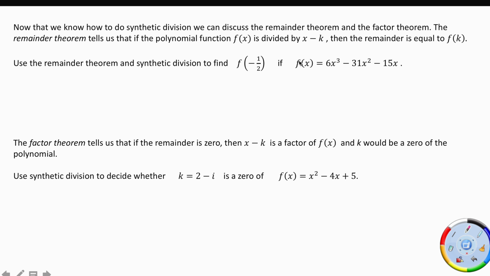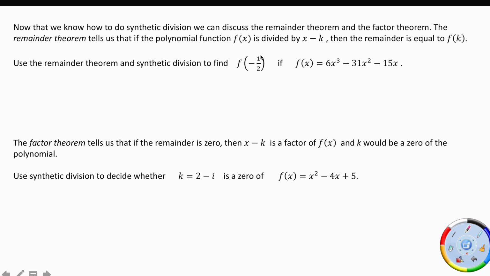But if I just plugged it in, I would have 6 times negative 1/2 cubed, which is negative 1/8, minus 31 times negative 1/2 squared, which is 1/4, minus 15 times negative 1/2, then I would have to get common denominators, add them together. But our remainder theorem tells me I can do synthetic division.